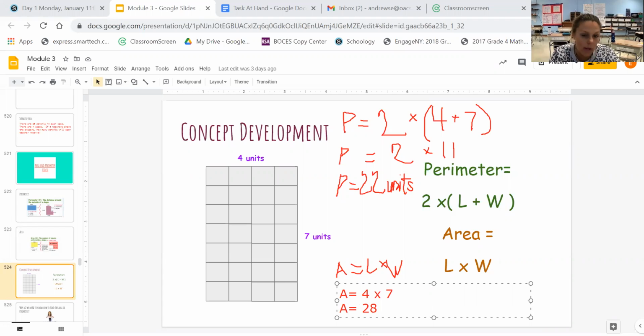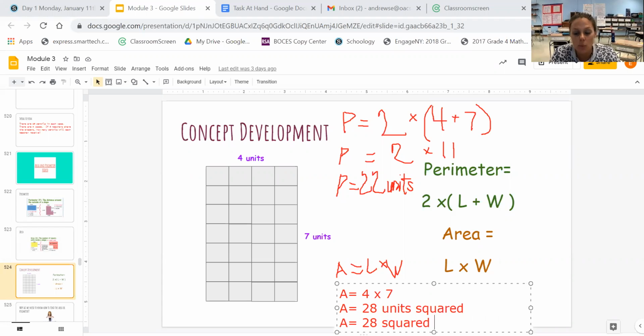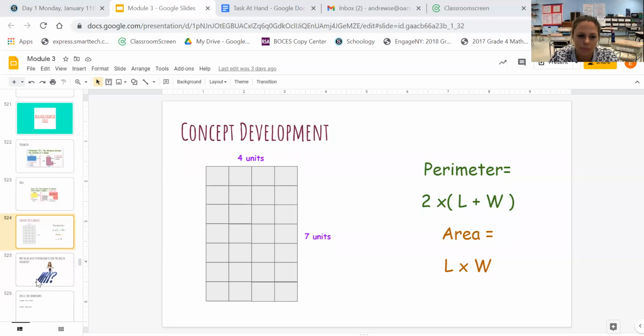Now, this is your choice. You could do 28 units squared, or you could say 28 squared units. Either one, same thing, but you need to have that label to make it correct. Okay? Let's keep moving, friends.